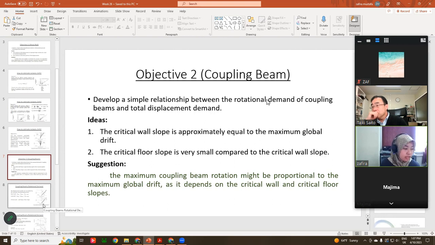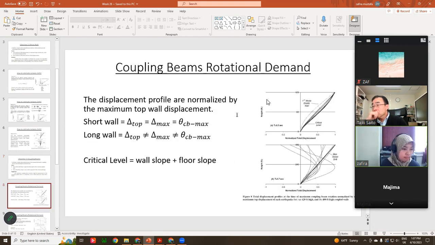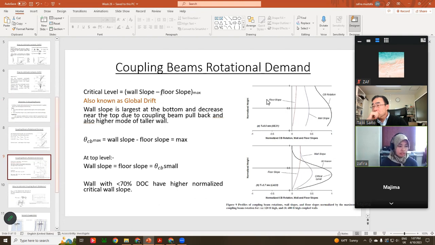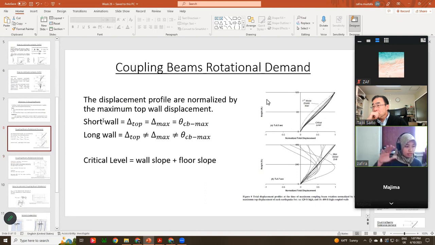I will explain later about this sentence in this photo. But here the displacement profile is normalized by the maximum top displacement. It means the 10-story and 20-story are different, because as height increases, the mechanism of the wall changes. So for a short wall, like a 10-story, the top story displacement can be equal to the maximum total displacement, which is where the rotation of the coupling beam is the maximum.